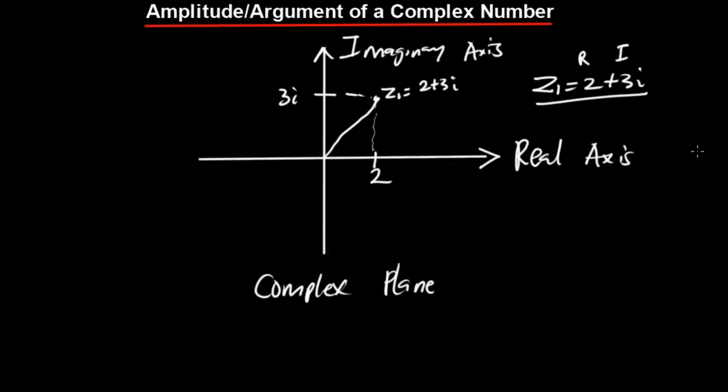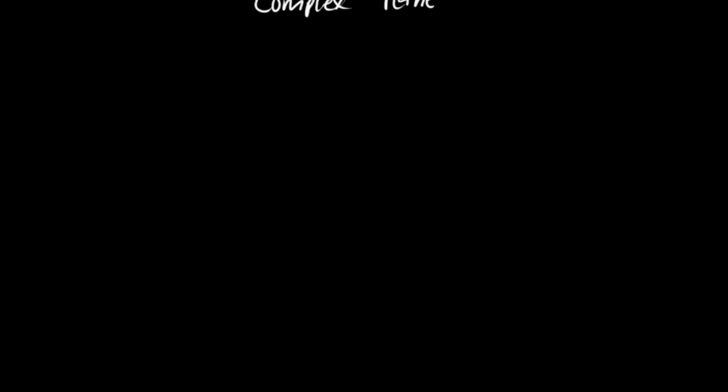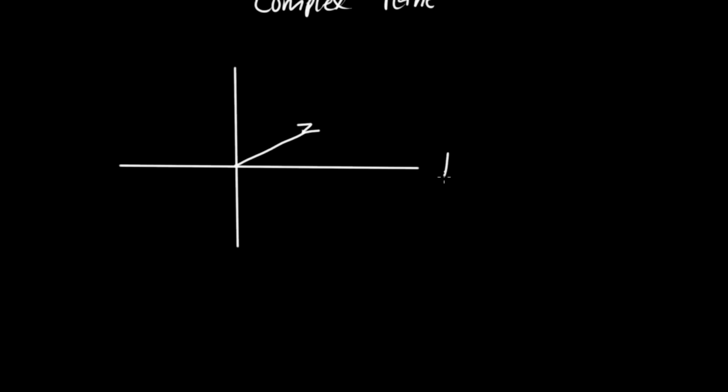So if you have, let me put this on another graph. If we have the Argand diagram, and this is the real axis and this is the imaginary axis, we have our complex number z1 equal to 2 plus 3i, just like we've seen before. So this is 2 and this is 3i. So this angle is the amplitude or the argument of the complex number.